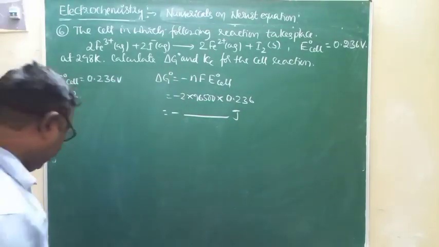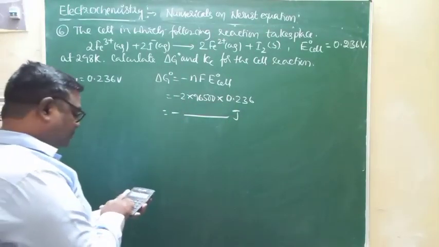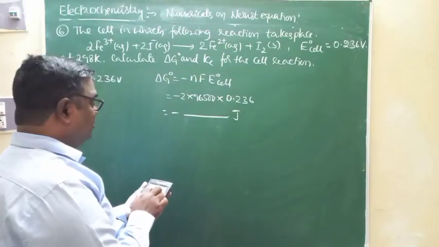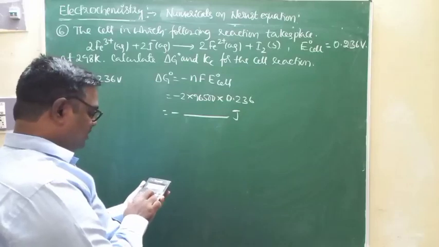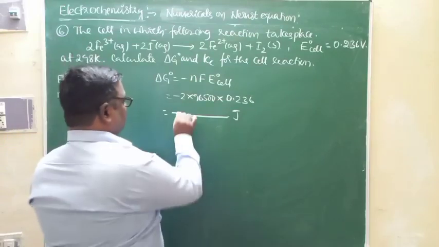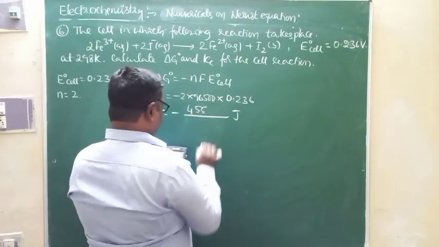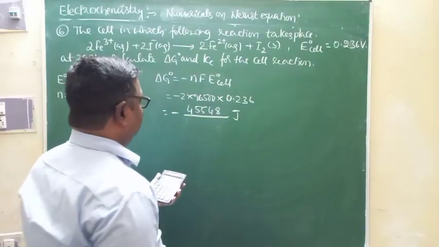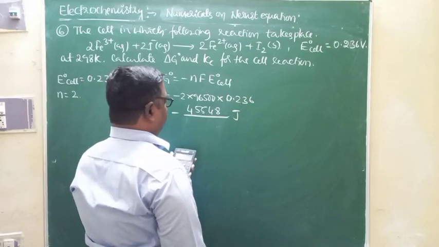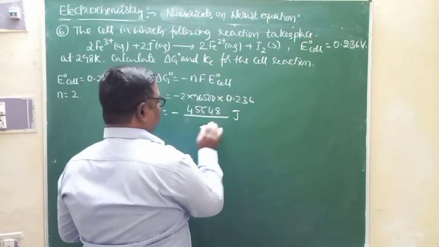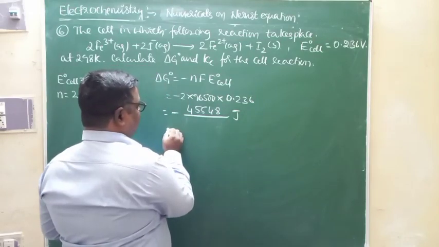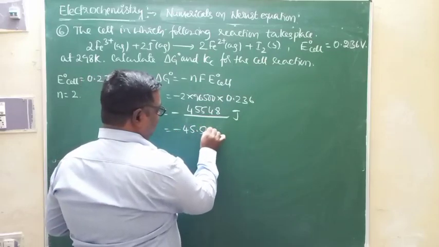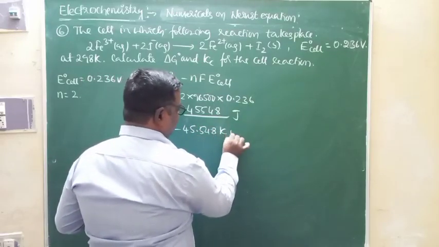Let us calculate. 2 into 96,500 into 0.236 comes out to be 45,548 joules, or you can say it will be minus 45.548 kilojoules.